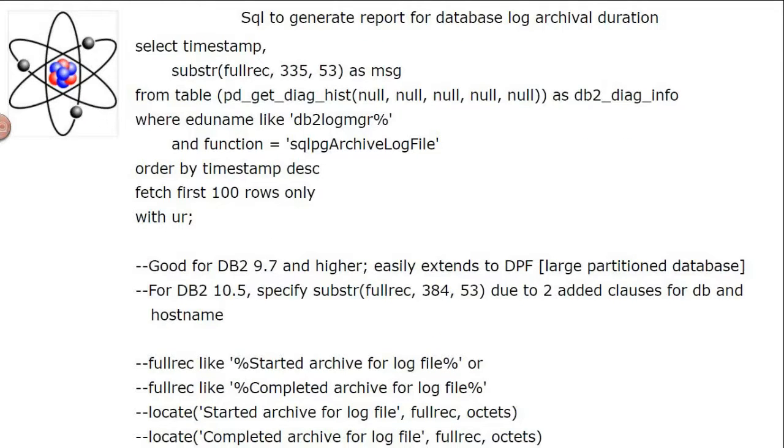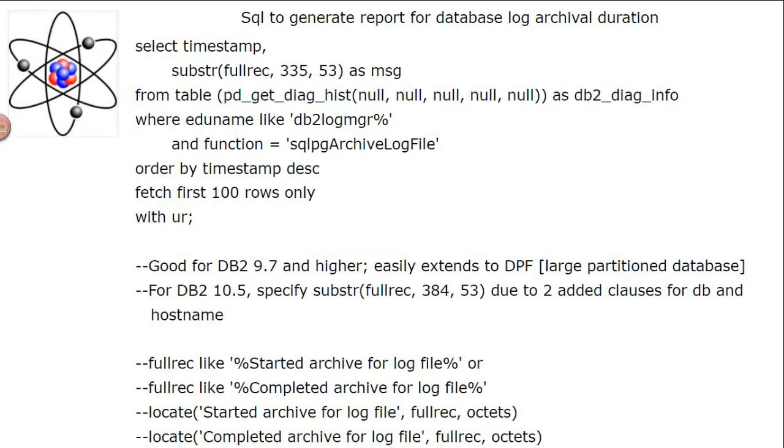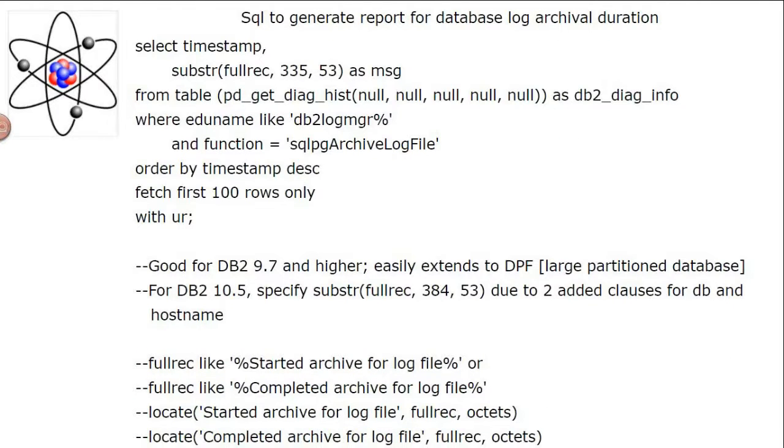Now, if you're running DB2 10.5, you have a couple more parameters in the sample db2diag.log messages. After the node, you will have a database name parameter and a host name parameter in 10.5. So if you're running a cluster like HACMP, you could know the active host name in the corresponding db2diag.log message, and you can even pull that up if you're interested using the PD_GET_DIAG_HIST function.